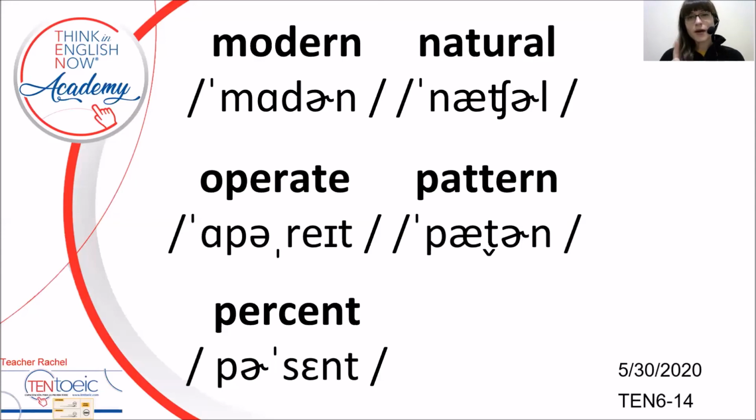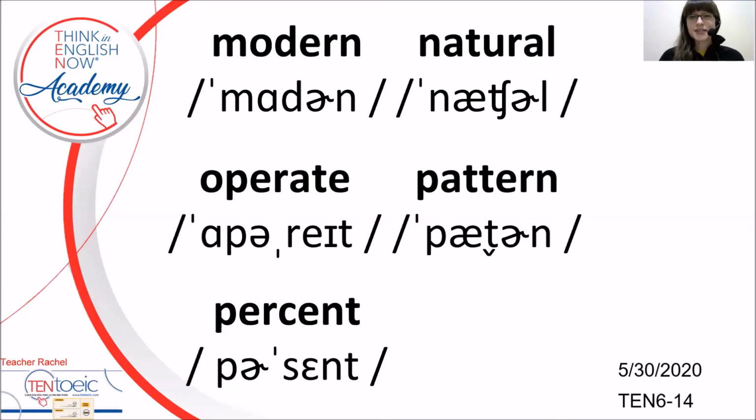Pattern. One definition is similar to the word design. So for example, our clothing can have different patterns. It can have dots, it can have stripes, it can be plaid, or it can have squares. So when there's the same design, that's a pattern.